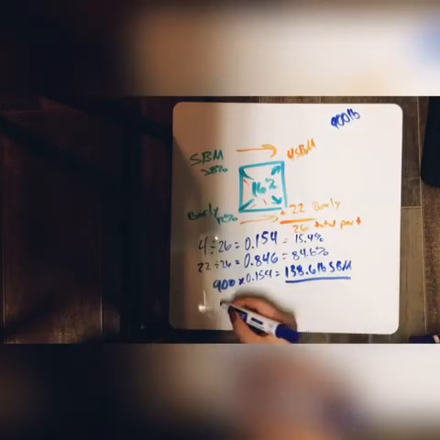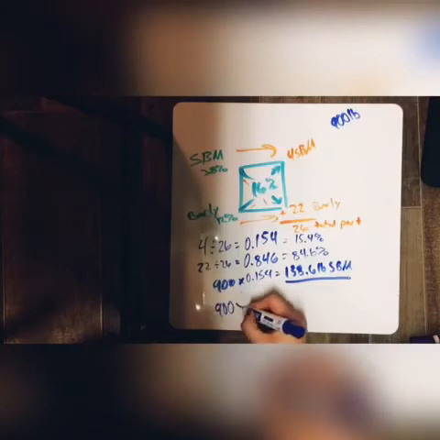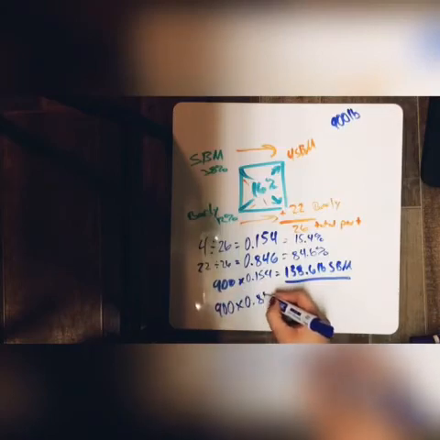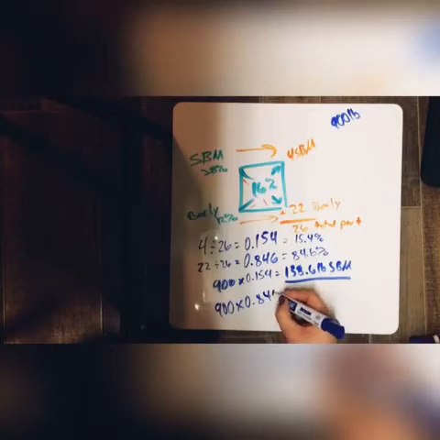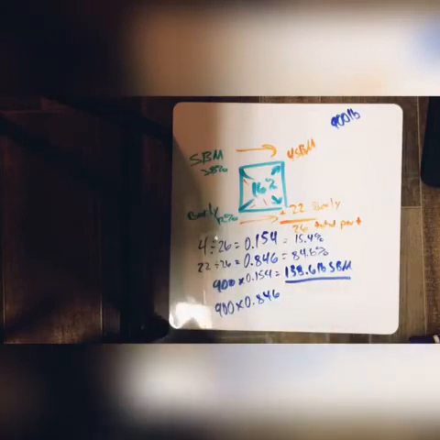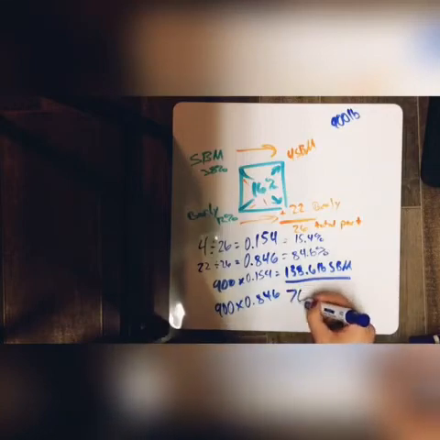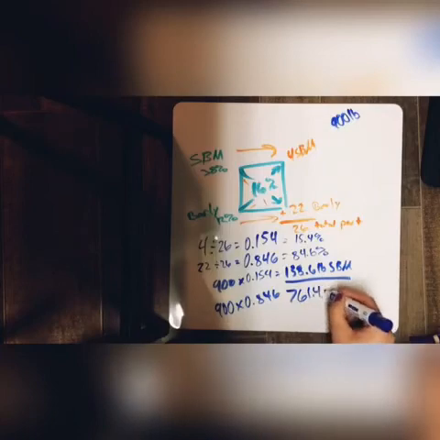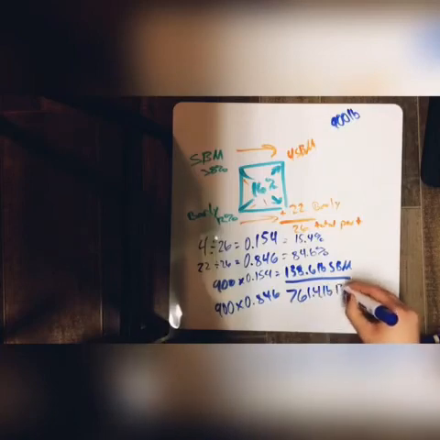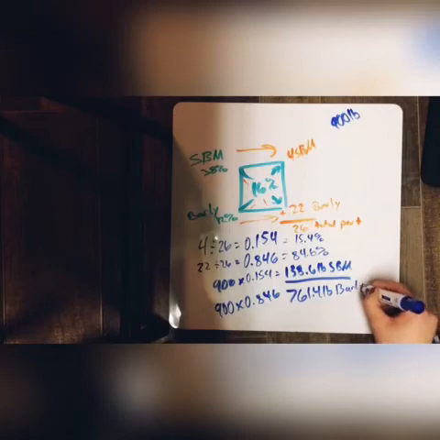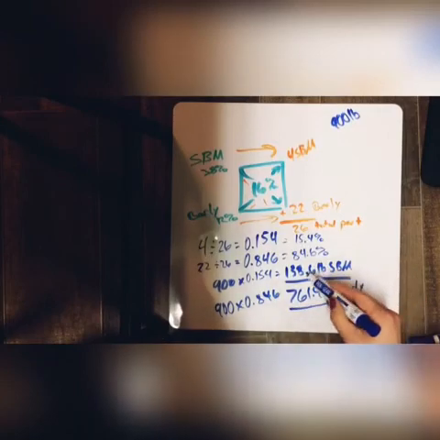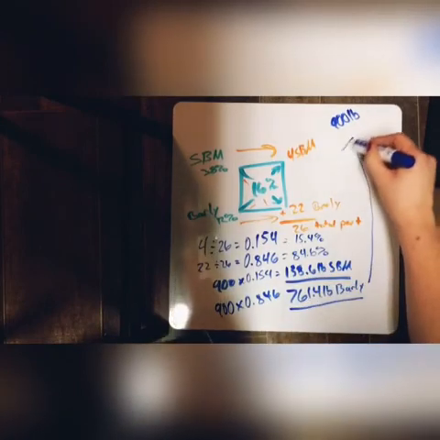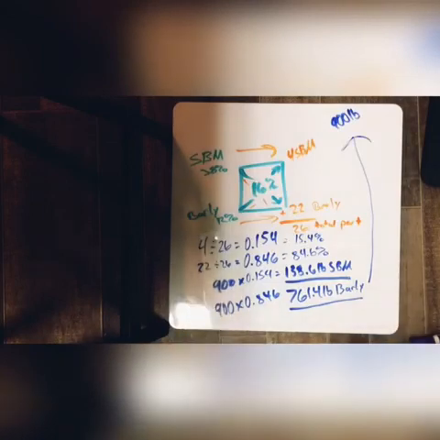They will be wrong if you do not have your labels, because you need to be clear what we're talking about. Then we're going to go ahead and take 900 times 0.846, and we get 761.4 pounds barley. And yet again, if you'd like to check your work, just add those two up and make sure they add up to 900 pounds, which was our total requirement.